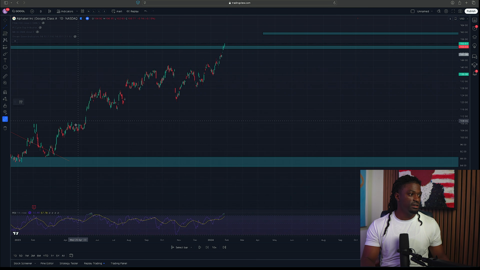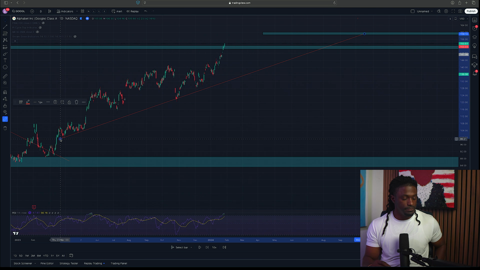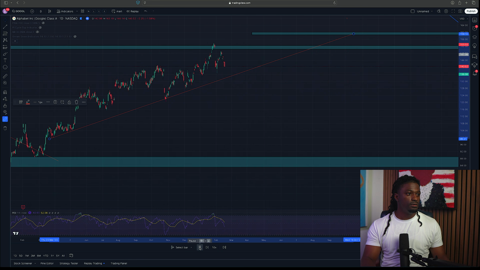And then you guys could come out and draw your next support zone, right? So you'll draw the next support zone somewhere in this area right here. So once again, we got one touch point right here. We got another touch point right here. And then we just let Google be Google.